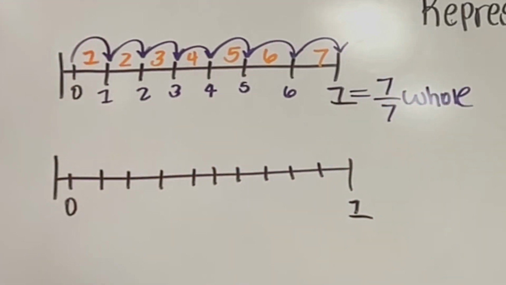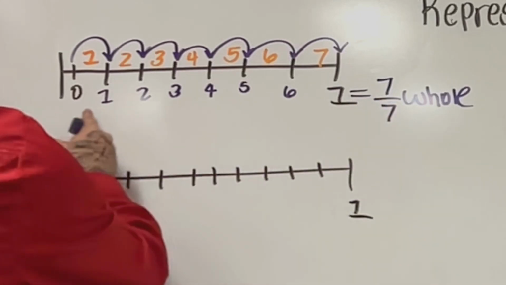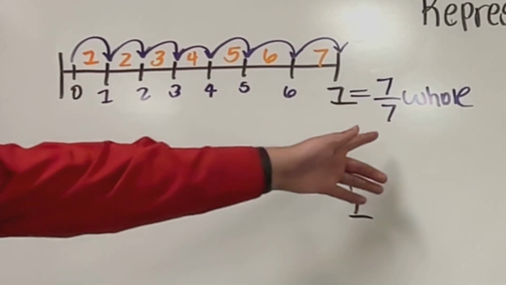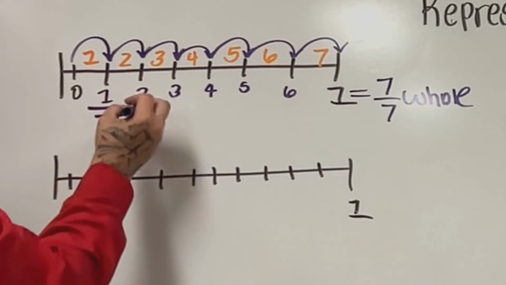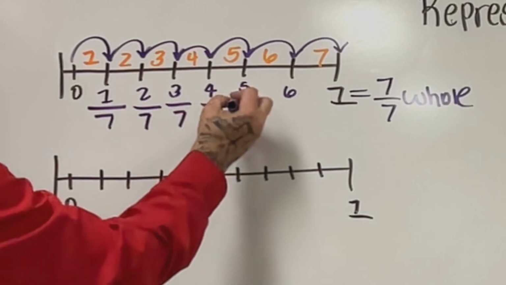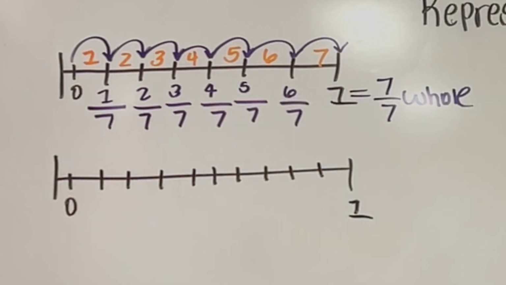So now that we understand what our whole is, we can simply replace our denominators here. We already have our numerators with our whole number of 7. So let's go ahead and do that. This will make 1/7, 2/7, 3/7, 4/7, 5/7, 6/7, and of course you have 7 over 7, and that will be your whole number there.